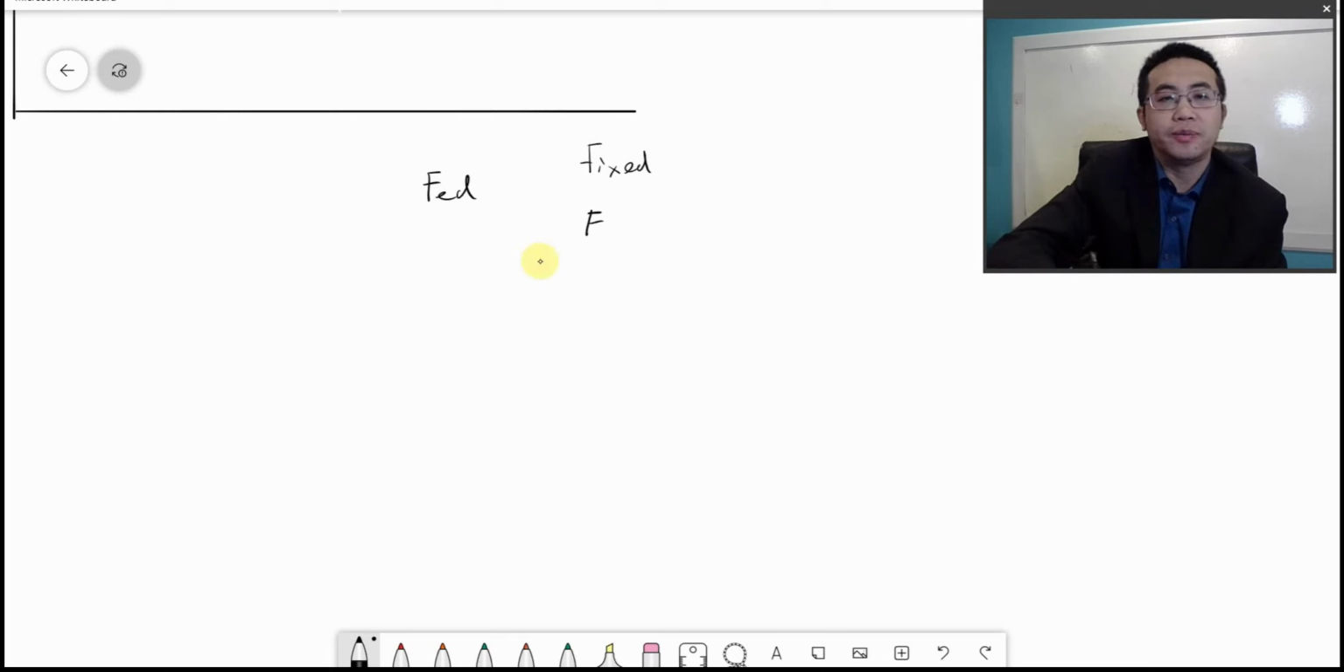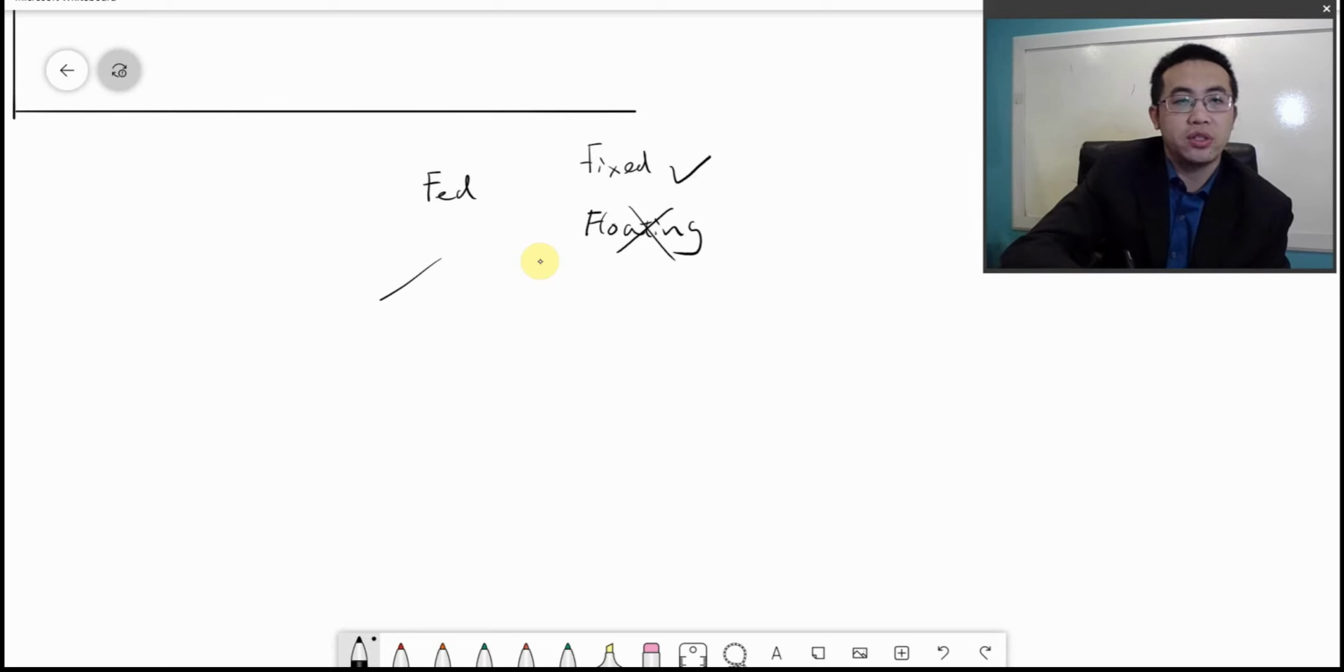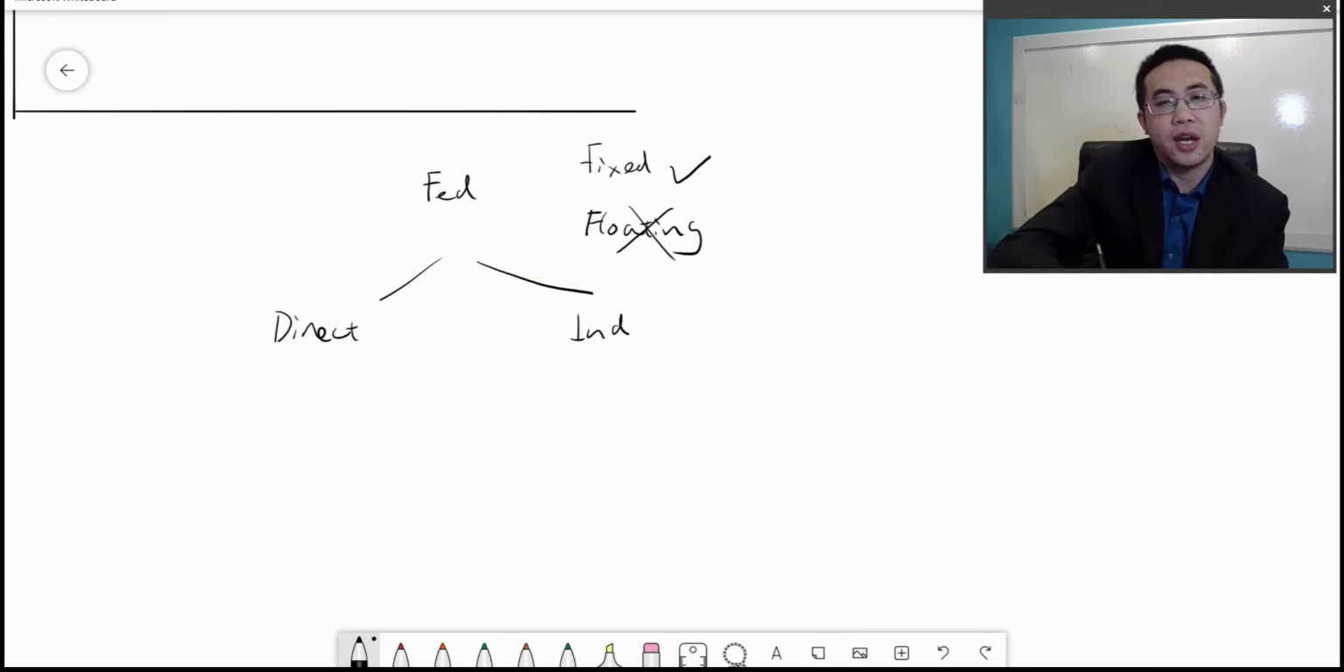Okay. If the Federal Reserve adopts a floating exchange rate regime, then there's no intervention here. They only intervene when they are using a fixed exchange rate regime. So there are two ways for the Federal Reserve, which is the central bank of the US, of course, to intervene. One is direct intervention. Another is indirect.